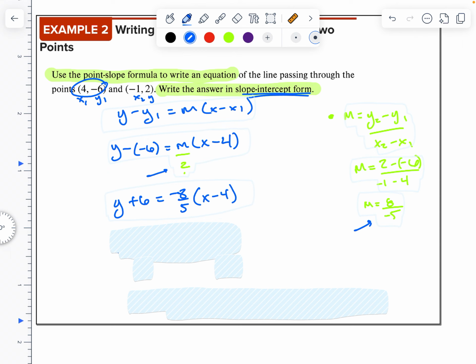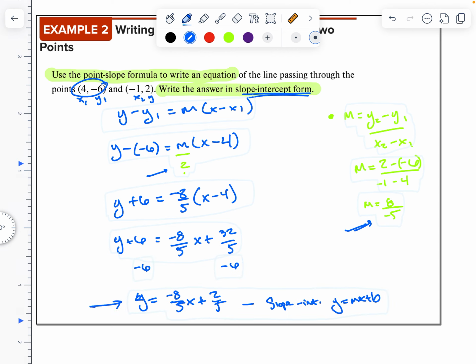That's not a 2 there, that's a question mark, and we've already solved for m right over here. Again, we can distribute the -8/5 in, subtract the 6 from both sides, and then try and get y by itself to get slope-intercept form. y equals mx plus b.